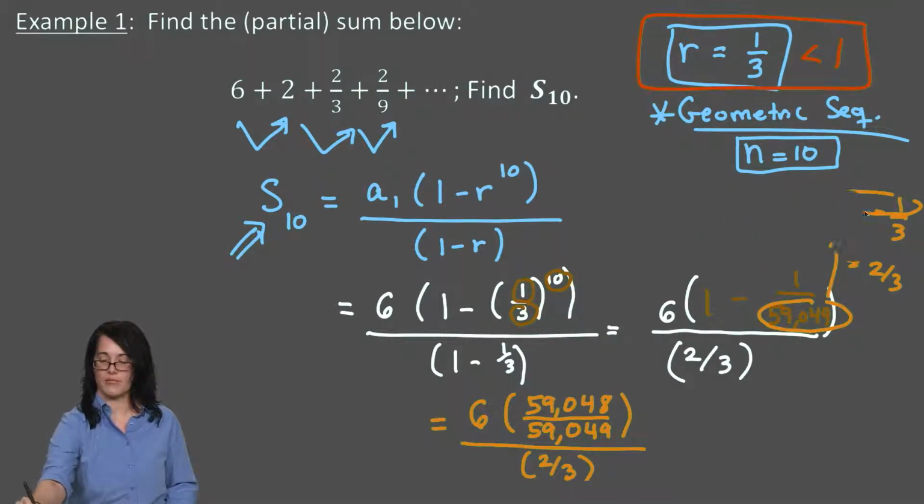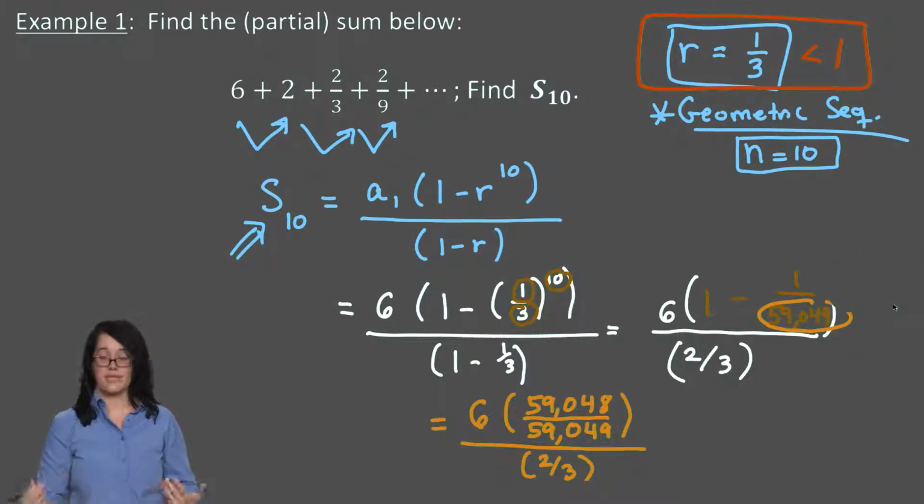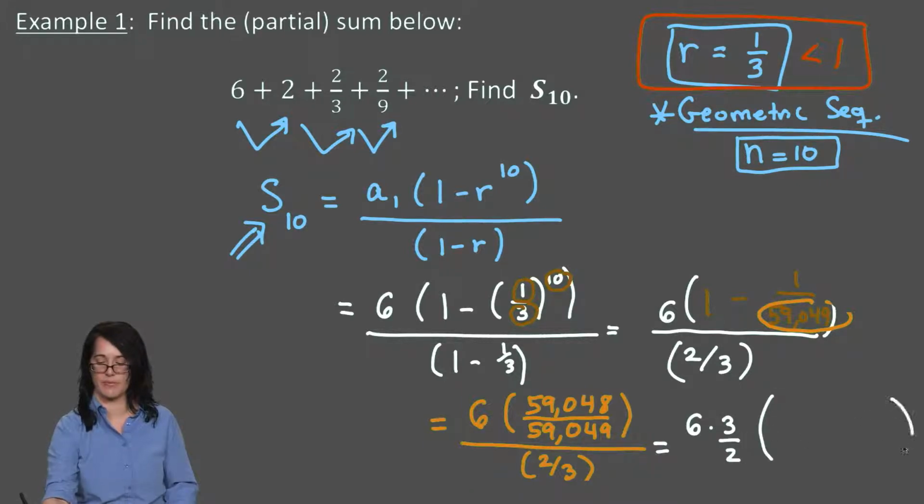Okay, so at this point, I want to erase that example so it's not confusing later for you. At this point, this is where we're at. We have to keep simplifying, and again, your calculator will probably give you a rounded version, which is not quite right, or it will have an error, so don't use your calculator too soon. But here you could do a little bit more algebra simplification yourself, because you know that 6 divided by 2/3 is really keep, change, flip, or 6 times the reciprocal of 2/3, or 6 times 3/2. And then that result gets multiplied by your big fraction here, 59,048 over 59,049.